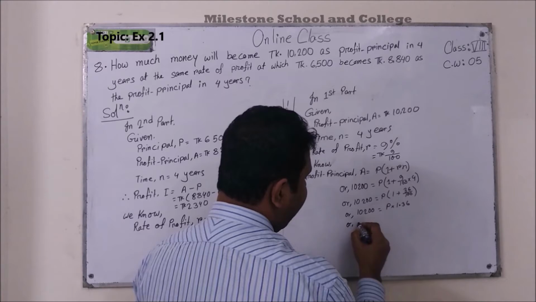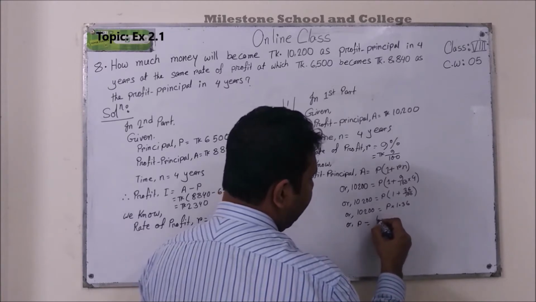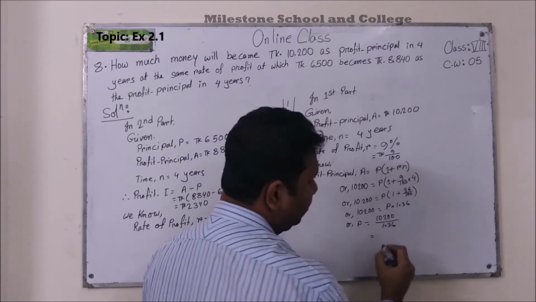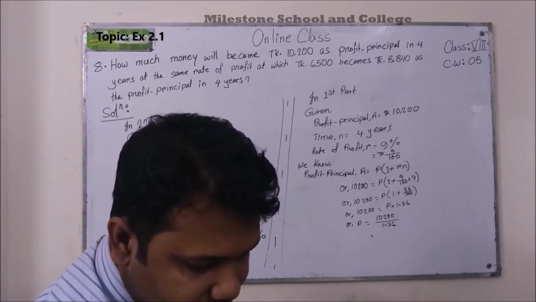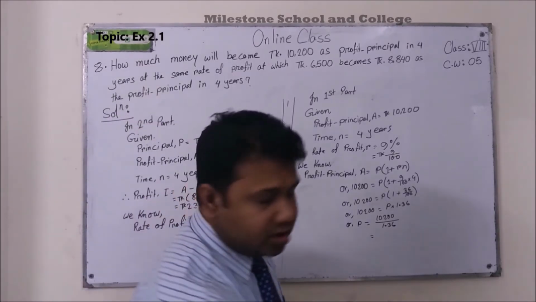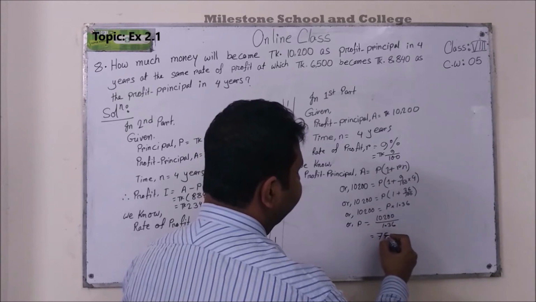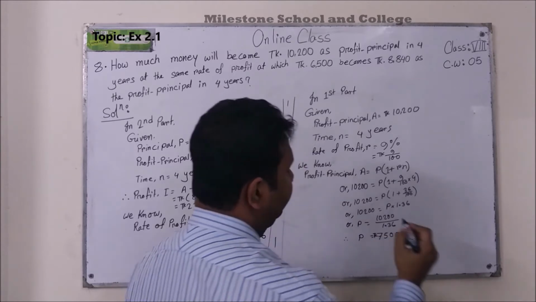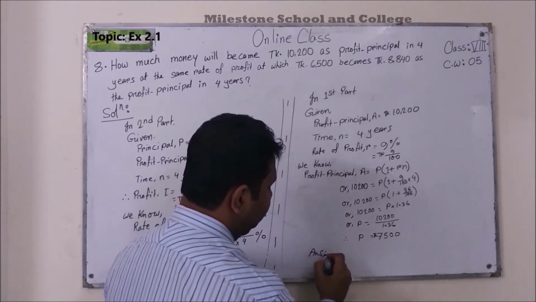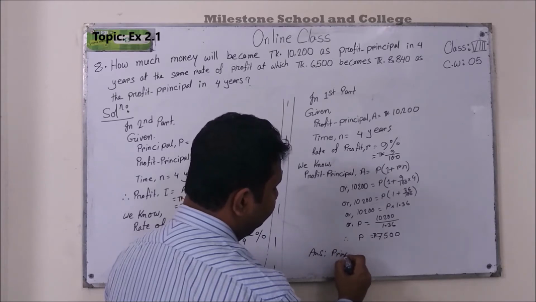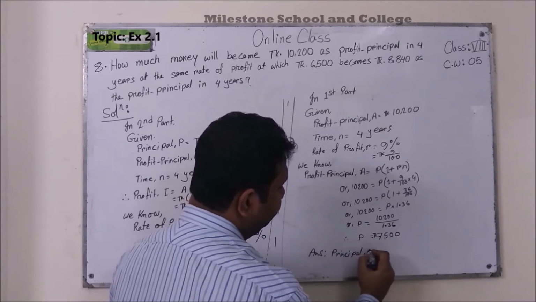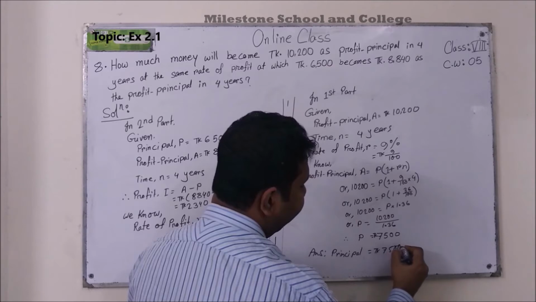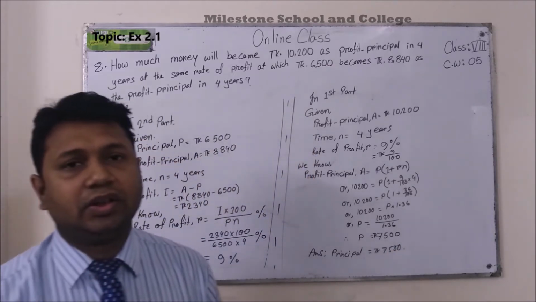So P equals what? 10,200 by 1.36. If you use the calculator, you will get 7,500. Therefore P equals taka 7,500. So the answer: principal equals taka 7,500. So I think you understand the math.